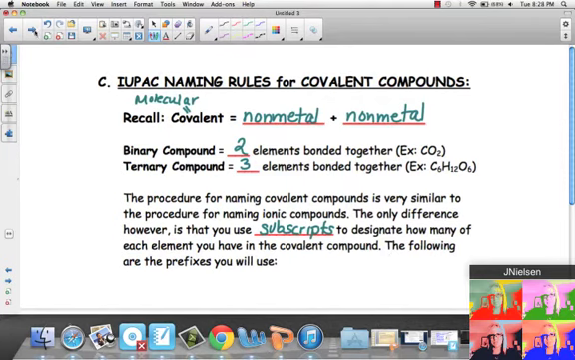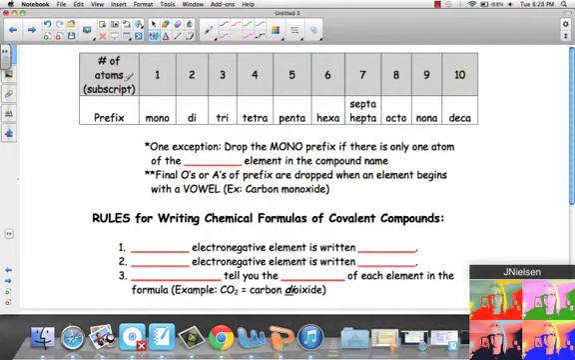And the prefixes that we are going to use are mono for 1, di for 2, tri for 3, tetra for 4, penta for 5, hexa for 6, hepta for 7. I've never seen the Regents or any Regents books use septa. Octo for 8, nona for 9, and deca for 10. Again, most of the time on the Regents you usually don't see anything past 5.